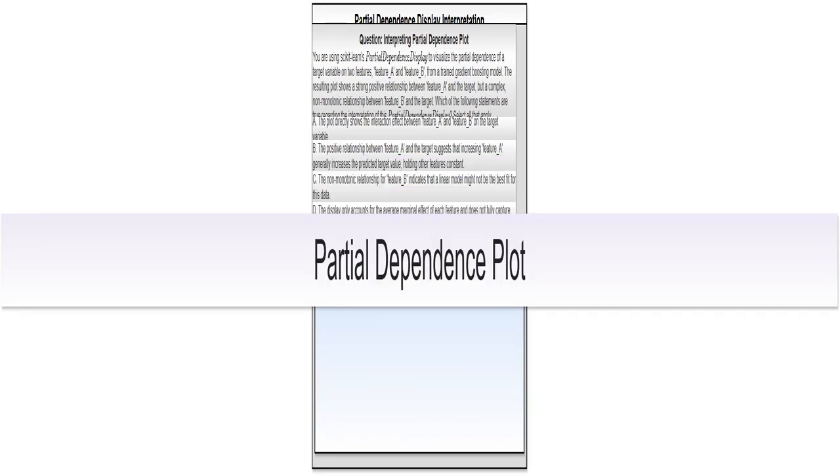A partial dependence plot displays the marginal effect of a feature on the target variable by averaging the effect across all other features. It's a really useful way to visualize and understand how individual features contribute to predictions. It's a key tool for understanding model behavior.